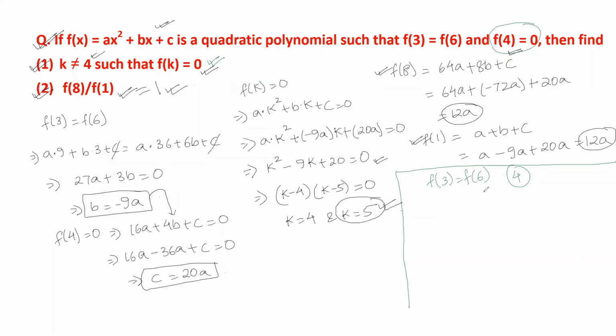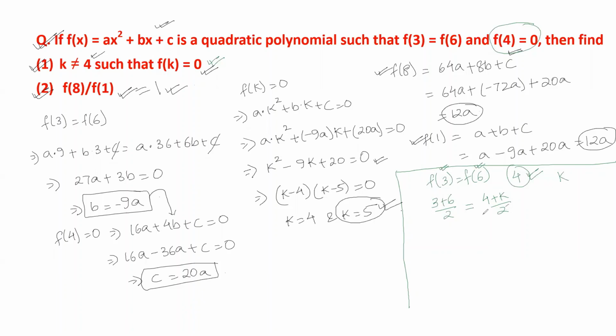We have learned one concept that the point of symmetry can be found simply by taking the midpoint of the roots, or by taking the midpoint of those values of x which give us the same value of y. In this case, at x equals 3 and at x equals 6, we are getting the same value of y. So the midpoint would be (3 plus 6)/2. And one of the roots is 4. So let us assume that the other root is k. So the midpoint in this case would be (4 plus k)/2. And we know that both of these would give us the point of symmetry. So this would be equal.